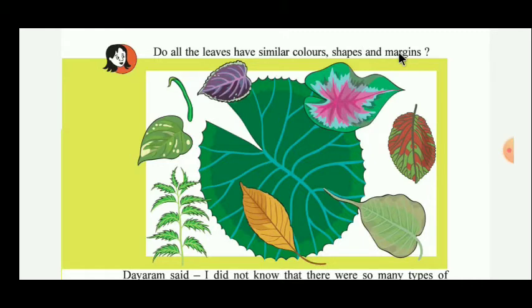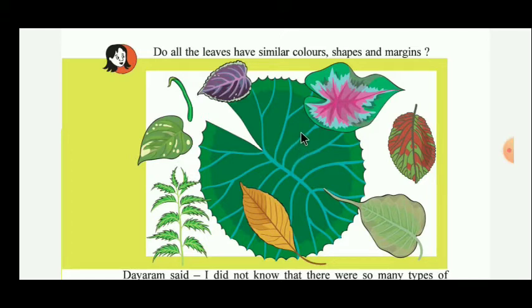Now let's see. No, all the leaves do not have similar colors, shapes and margins. Margin यानी कि ऐसे जो होता है ना, ये बड़ा है ये छोटा है, राइट ऐसे ये वाइड है ये नैरो है, राइट वैसे. So no, all the leaves do not have similar color, right? कोई भी एक कलर का है? No, it is brown, it is dark green, this is with the pink shade. So they are not similar in colors as well as in shapes and margins also.